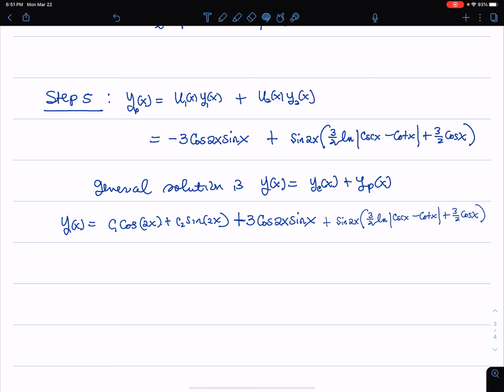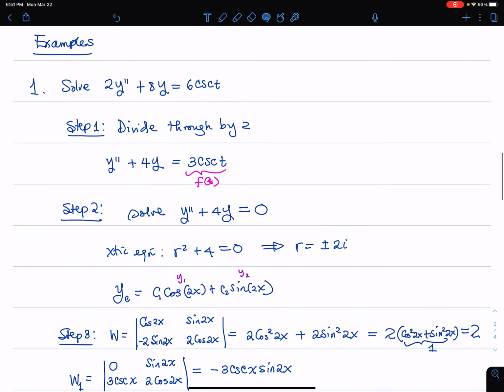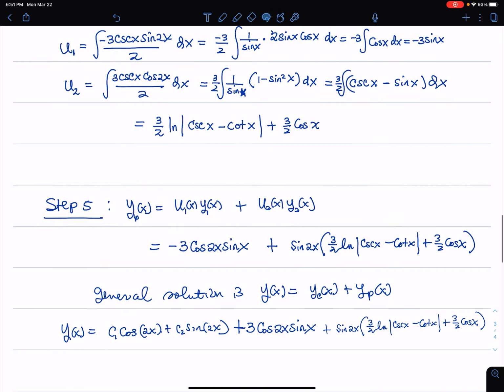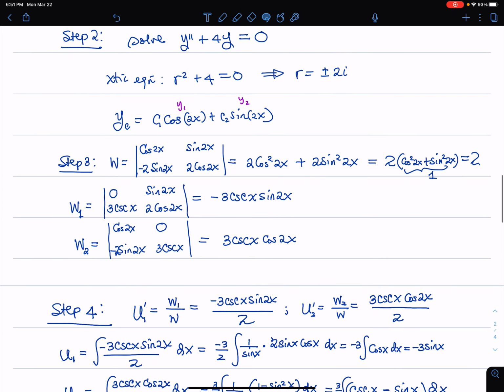Okay, so I think that's all we have time for. So this is our general solution. I was going to do a second example, but let's leave it at this.